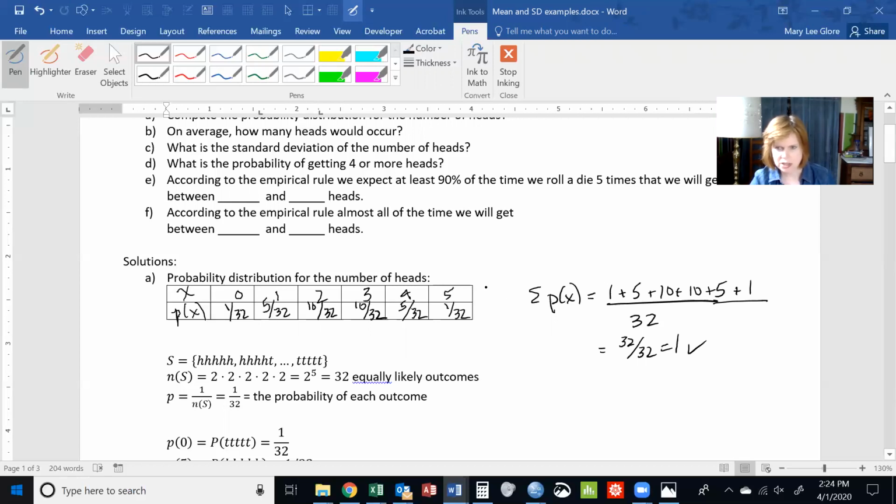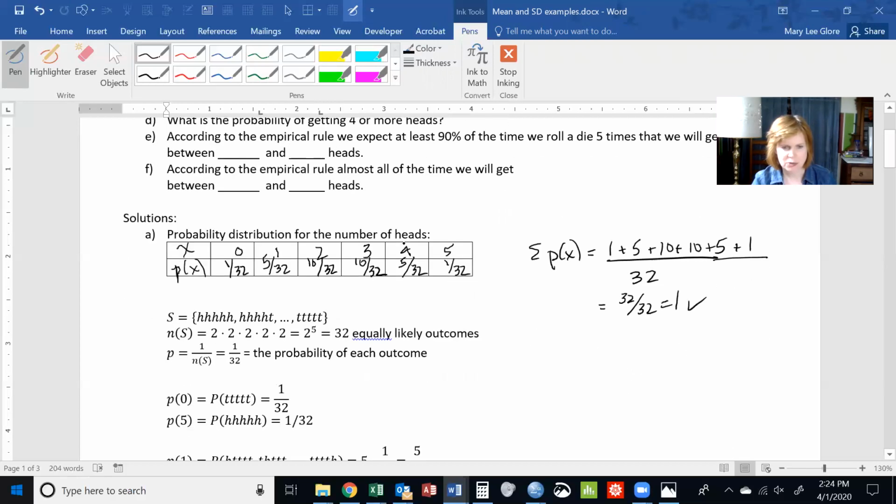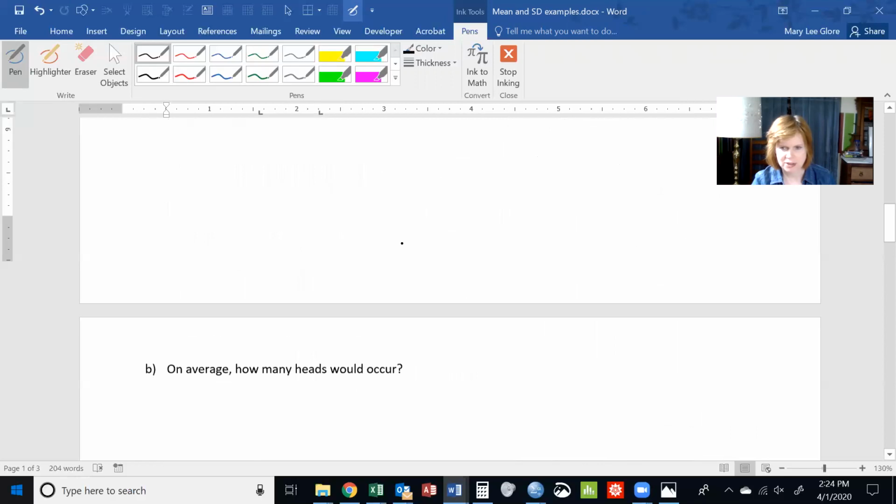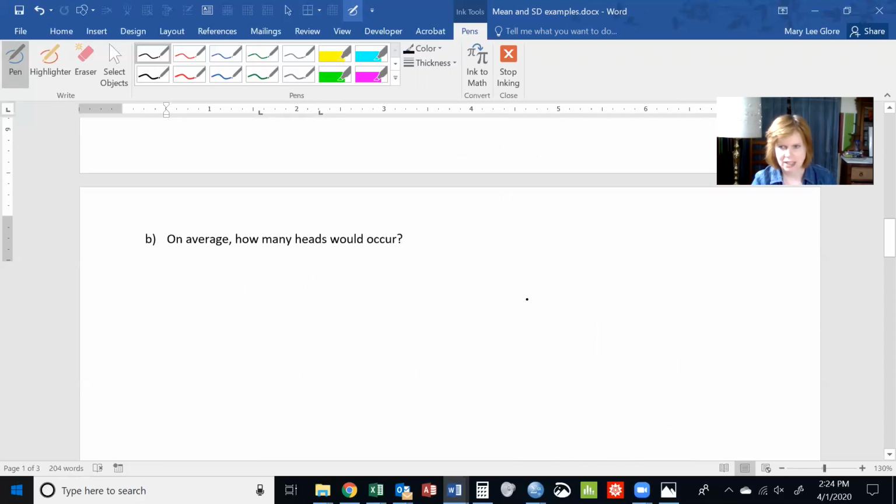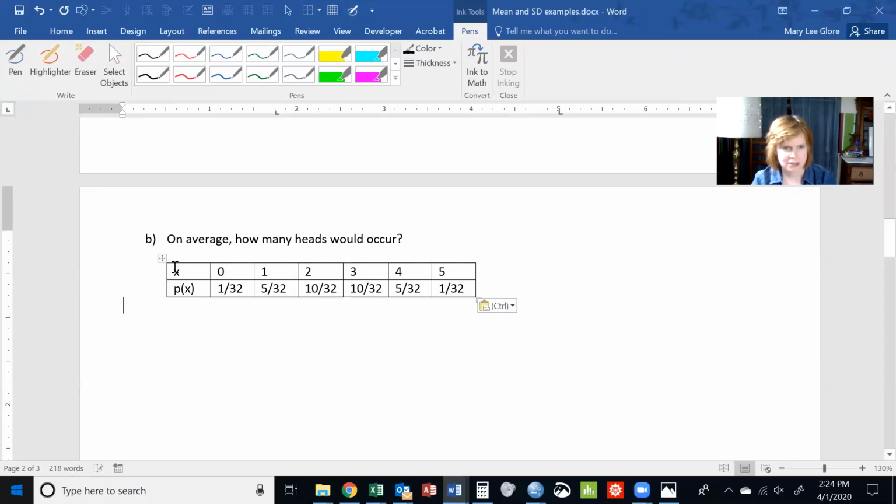Right, any questions? Too bad I can't answer. All right. So let's answer the next one. On average, how many heads will I flip? All right, so we're going to go down here, and I'm going to copy this table that I already made. Copy there. So there's our probability distribution from above. So this is a little reference.